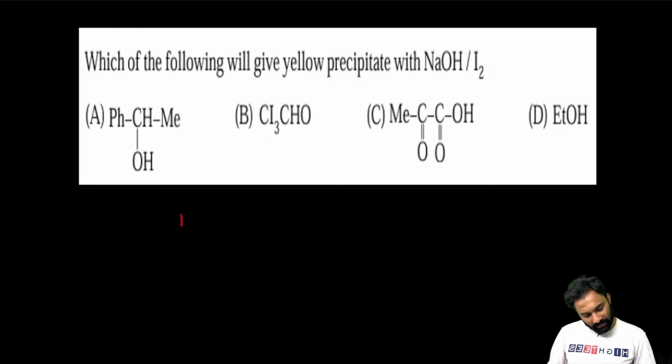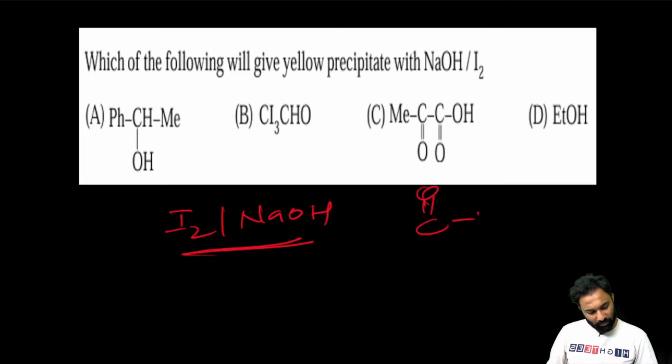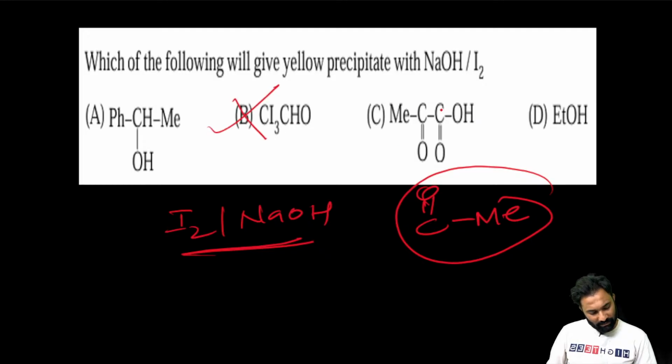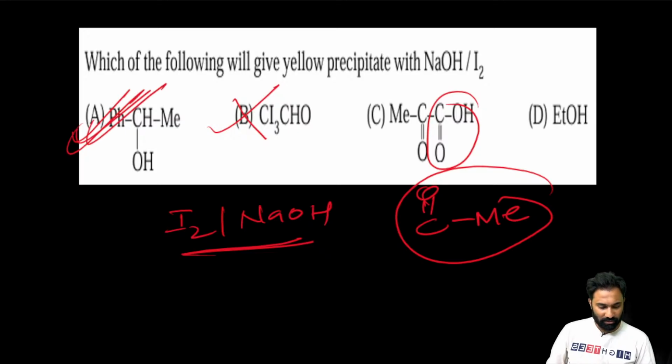Now, the main criteria to show the iodoform test is that it should have the C double bond O and one methyl. A carboxylic acid will not give it. Here we are having the carboxylic acid, and here it is the ethyl alcohol. The only option is A.